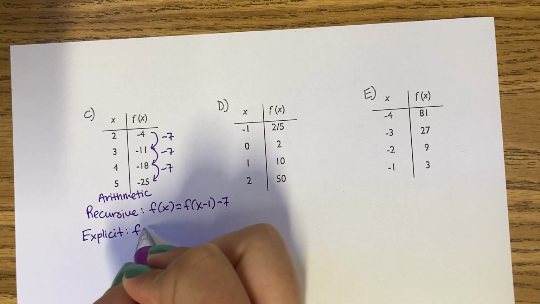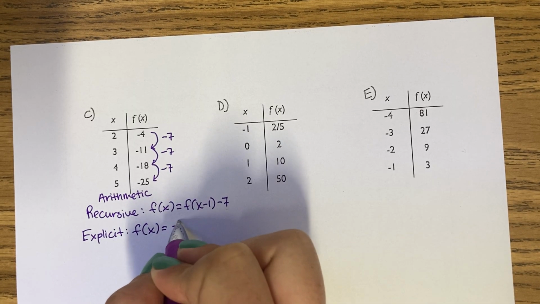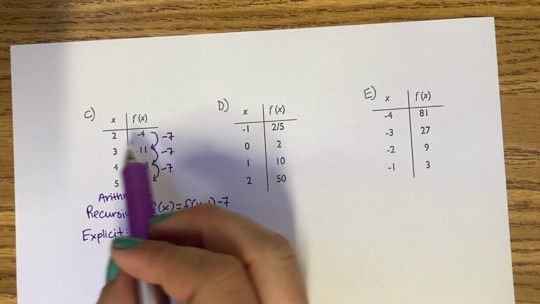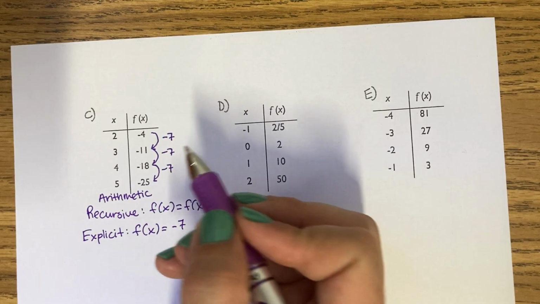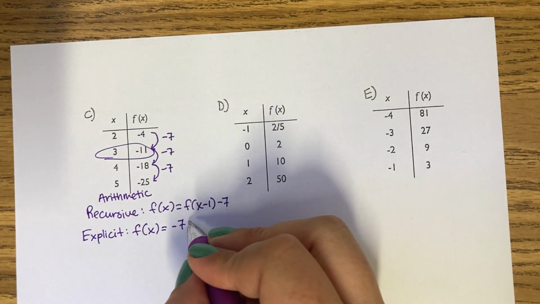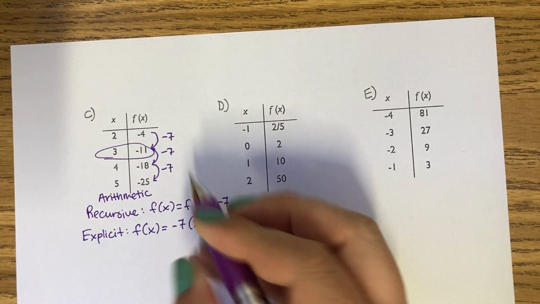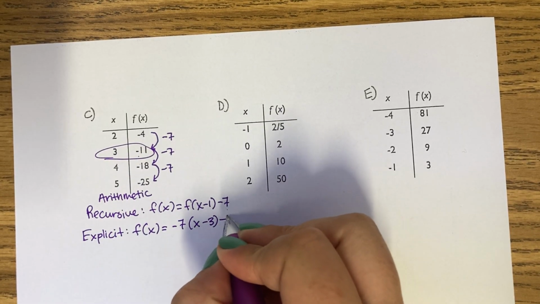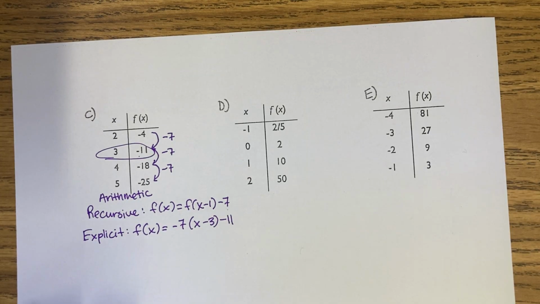Explicit, f of x equals my slope. And then I can pick any point from my list. So 3, -11. X minus 3. And then minus 11 will be at the end. Point slope form. I love point slope form. It makes it a lot quicker.